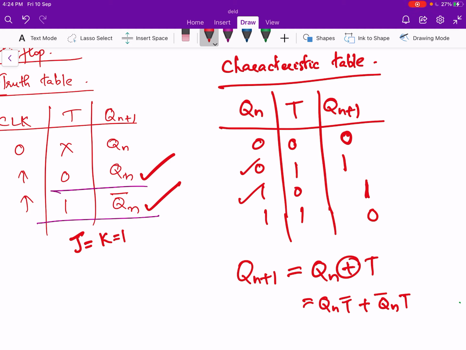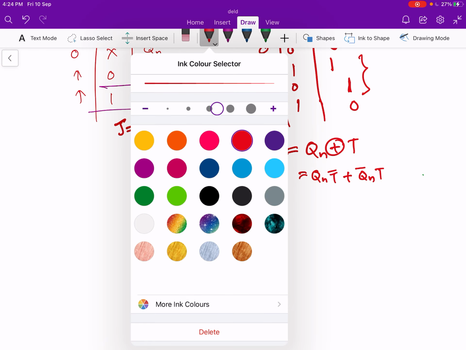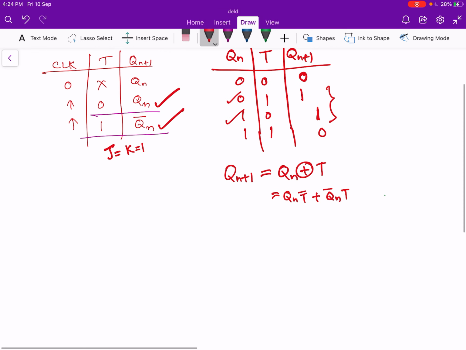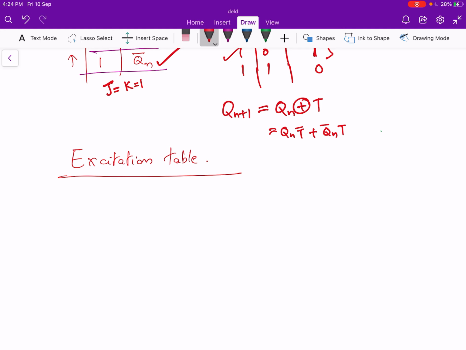As we can see, it is 1 for these two cases, and as for odd number of inputs, the output is high, so it corresponds to an XOR gate. So we have written Qn plus 1 as Qn XOR T. Now we can write the excitation table of T flip-flop. Excitation table is, we will be writing T based on the values of Qn and Qn plus 1.